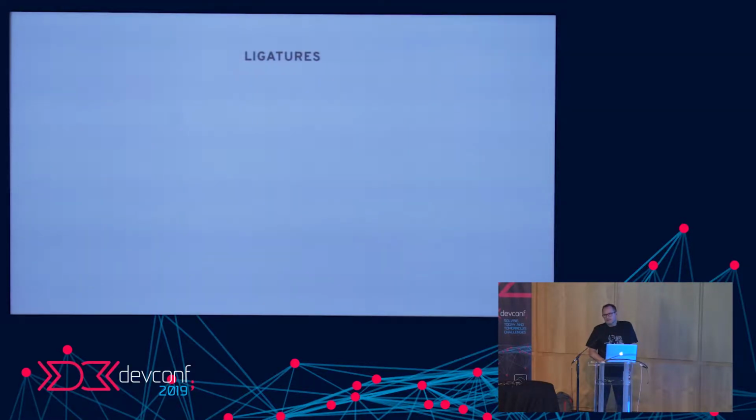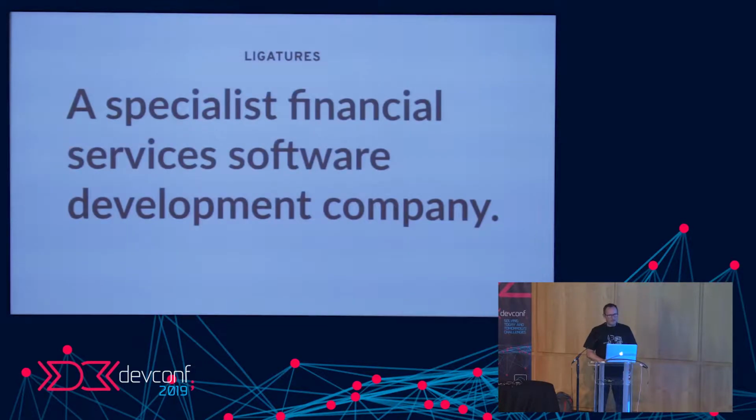And that has advantages and disadvantages. So this is a blurb, and this is exactly how it is and what it looks like and the size and everything from my company's website. A specialist financial services software development company. There are 2 ligatures here. Any idea what they might be? Yes?